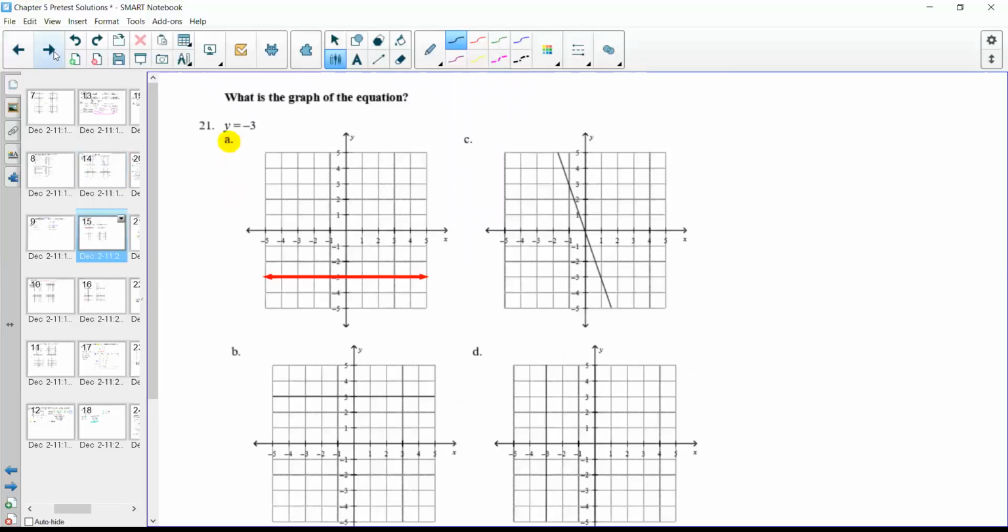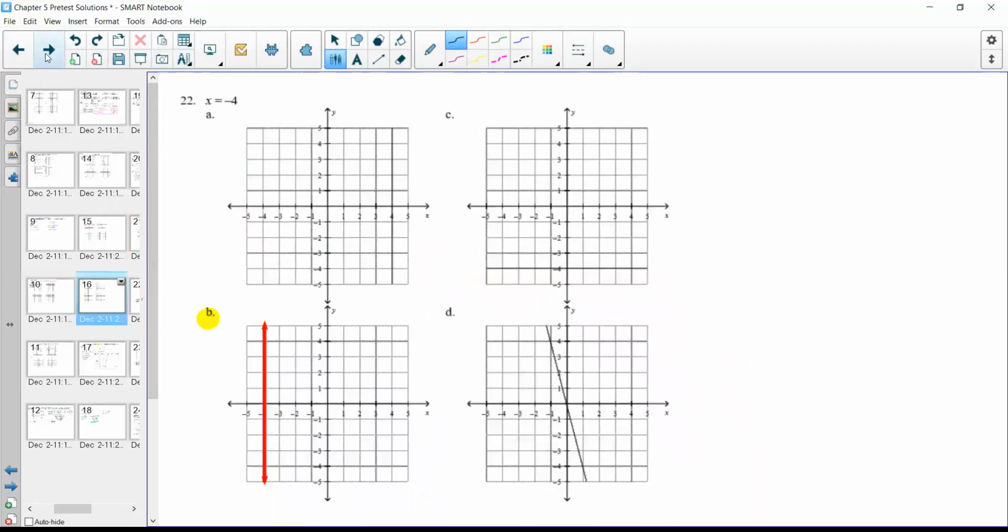21 is A. Which one is y equals -3? So remember, if it's y equals a number, it's perpendicular to the y-axis. If it's x equals a number, it's perpendicular to the x-axis. 22 is B.